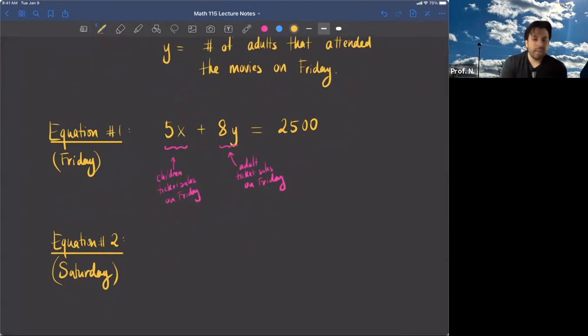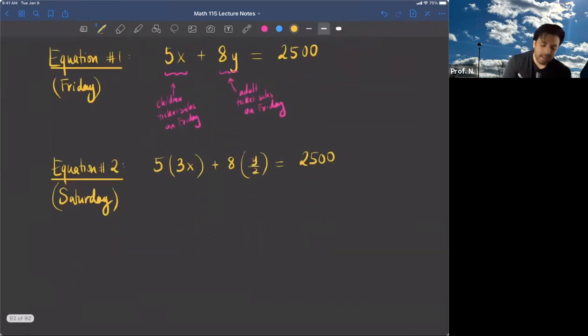$15x plus 4y equals 2,500. Very good, Tyler. Now, how did you get that? Well, let's do a little play-by-play. In this case, we don't have x students that are children on Friday for Saturday. We have 3x because we have 3 times as much as what we had on Friday. And then we don't have y number of adults on Friday that goes to Saturday, but we have half of that. So that's why we divide by 2. And the interesting thing is that despite that, I still get 2,500 at the end. And then I get what? Then I can simplify this and I get 15x plus 4y equals 2,500.